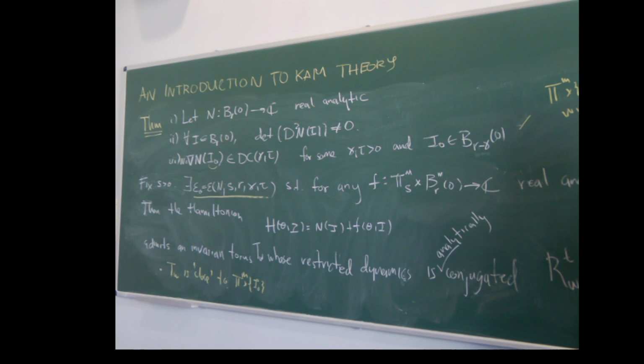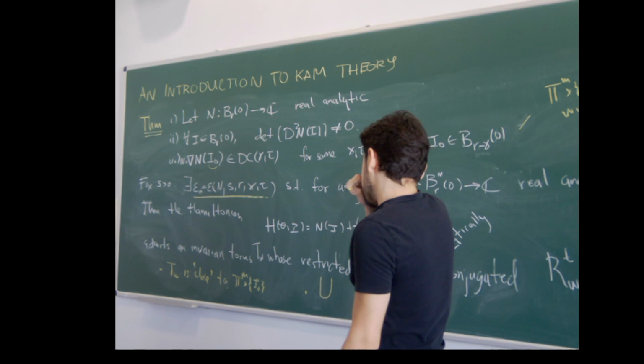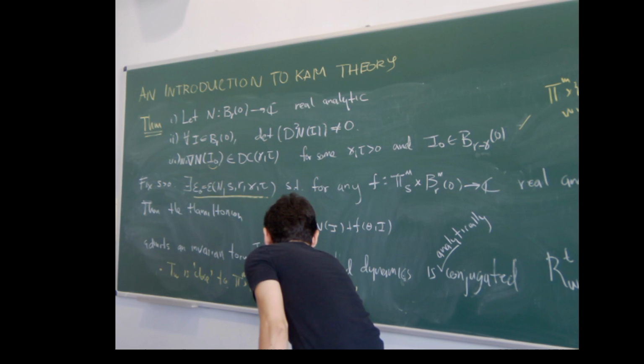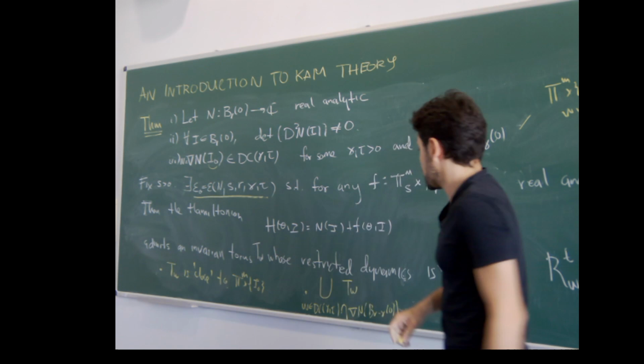Okay? So the second comment that I wanted to make is that if I take, basically, make the union of all these tori for all these vectors that are in the Diophantines of this constant and that are in the intersection of the image of this gradient, so something like this, if I consider this union, it has positive Lebesgue measure.